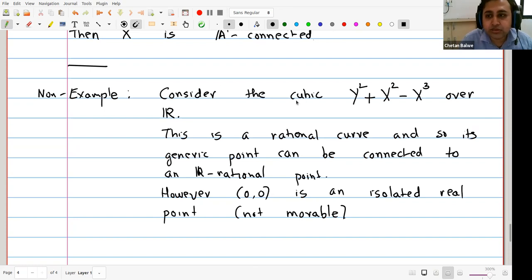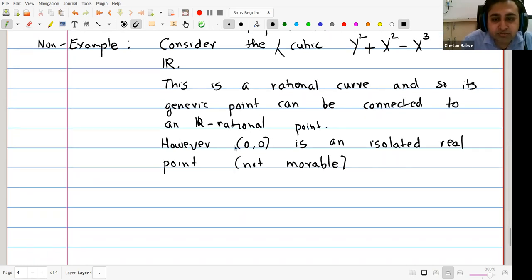Maybe I should say, the projective closure of this. The reason why I'm saying projective closure is that if this were A1 connected, then 0, 0 should be connected. I should be able to connect this point to the other real points by just a morphism from A1 over R, but there is not going to be any such thing. Okay, so thus the criterion fails.